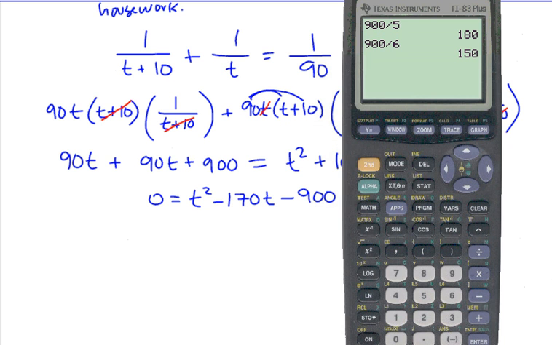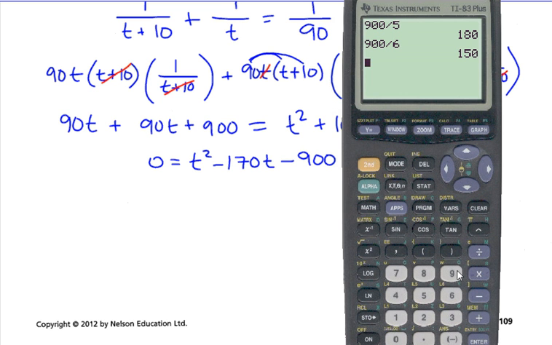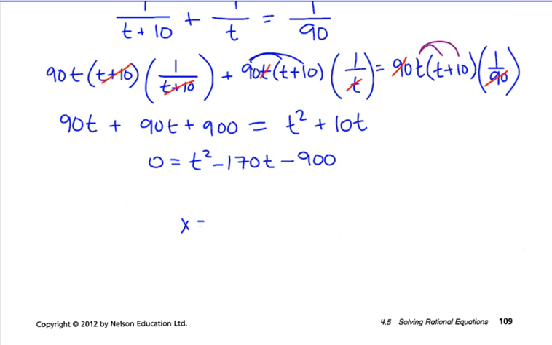If it's not factorable, guess what we're going to have to use? Quadratic formula. Because I don't know if it's factorable. So the quadratic formula is negative b plus or minus the square root of b squared minus 4ac, over 2a. Well, here it would be t equals.